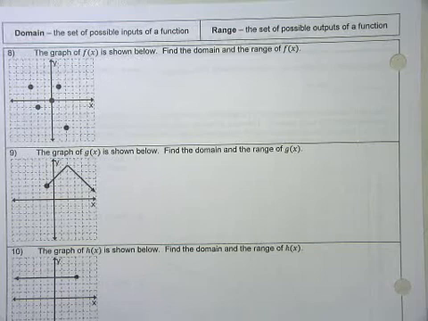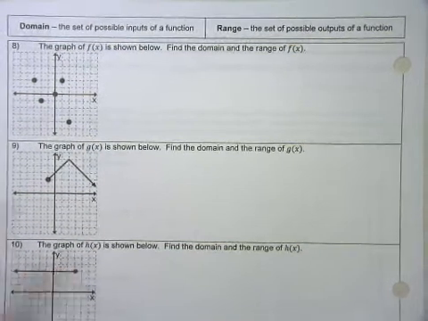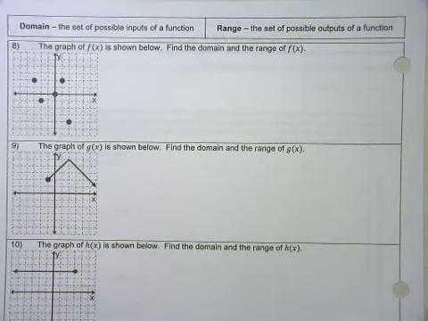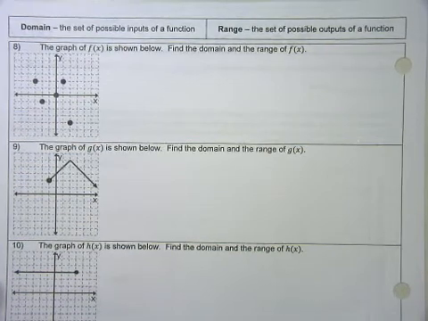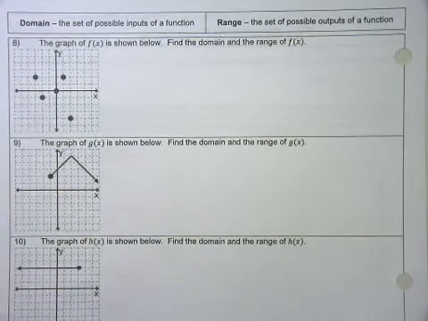We're going to talk about domain and range again. As a reminder, domain is the set of all the possible inputs of a function. Range is the set of possible outputs of a function. We're going to try to determine the domain and range of some functions when we're given a graph of that function.